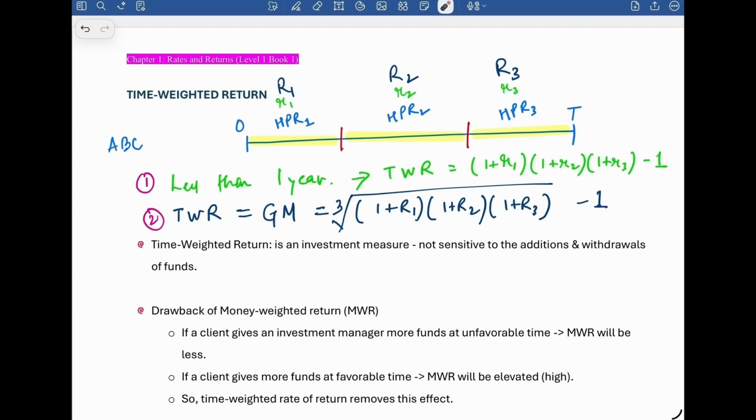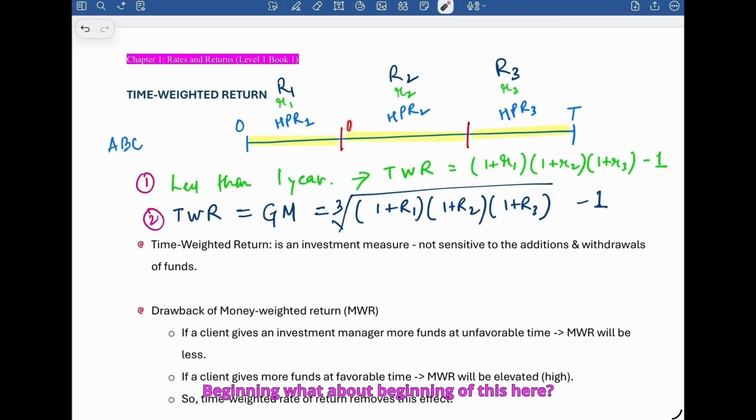And here, for example, HPR2, how are you going to calculate? You are going to take the value. This is very important. I didn't teach you that. Holding period return, how are you going to exactly calculate this? For say HPR2, within this time period, you are going to see the ending value right before addition or withdrawal of the fund. Right before, okay, just before.